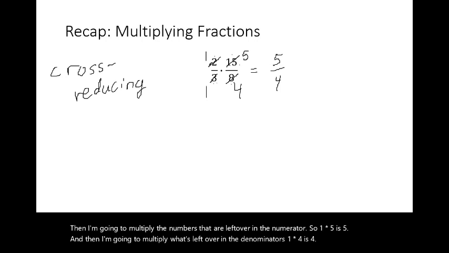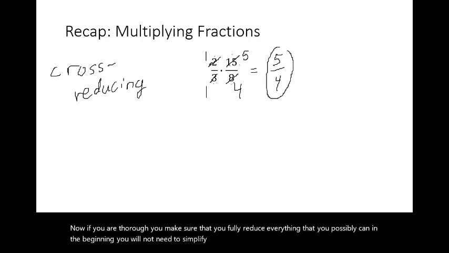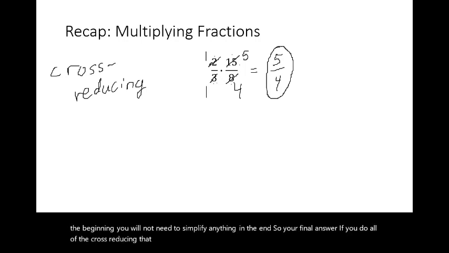Now, if you are thorough and you make sure that you fully reduce everything that you possibly can in the beginning, you will not need to simplify anything in the end. So if you do all of the cross-reducing that you can at the beginning, your final answer will be fully reduced.